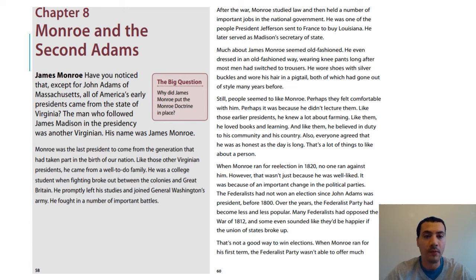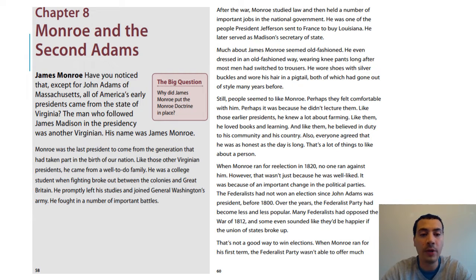James Monroe. Have you noticed that except for John Adams of Massachusetts, all of America's early presidents came from the state of Virginia? The man who followed James Madison in the presidency was another Virginian. His name was James Monroe. Monroe was the last president to come from the generation that had taken part in the birth of our nation.